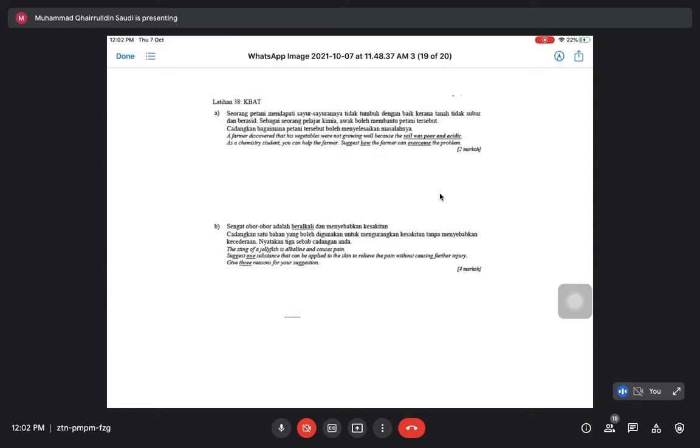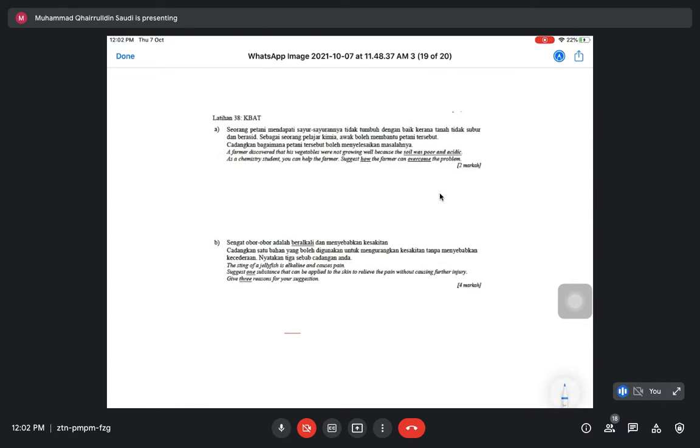Exercise 38. A farmer discovered that his vegetables were not growing well because the soil was poor and acidic. As a chemistry student, you can help the farmer suggest how the farmer can overcome the problem. It's 2 marks. So, distribute. What should the farmer distribute?